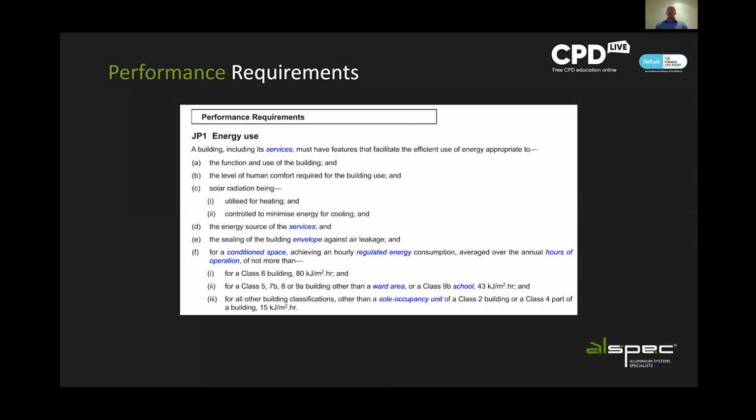So when we look at the requirements and people consider them to be difficult to meet and really quite stringent, that's by design. It's supposed to be a lot harder to meet because we want more energy efficient buildings, and that's the purpose of Section J now.